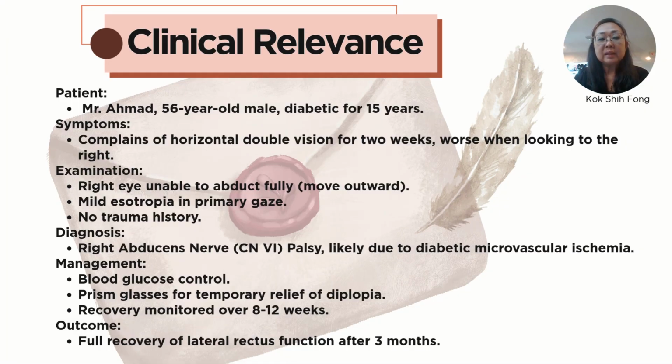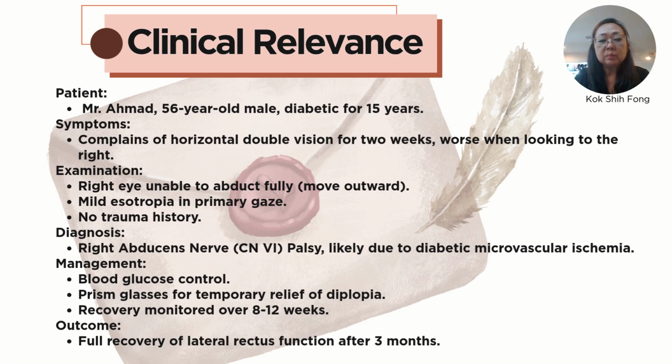This case highlights how understanding muscle actions and nerve innervation allows us to diagnose CN6 palsy correctly. Without this knowledge, differentiating such conditions would be challenging. In this case study, Mr. Ahmad complained of double vision for 2 weeks that got worse, especially when looking right. Upon preliminary eye examination, we understand that Mr. Ahmad is a diabetic patient for 15 years. And upon eye examination, the diagnosis is right abducens nerve CN6 palsy, most likely due to his diabetic microvascular ischemia.